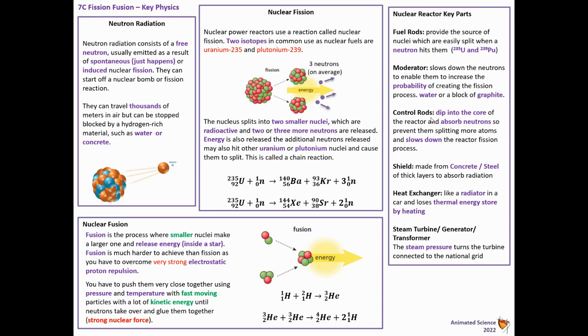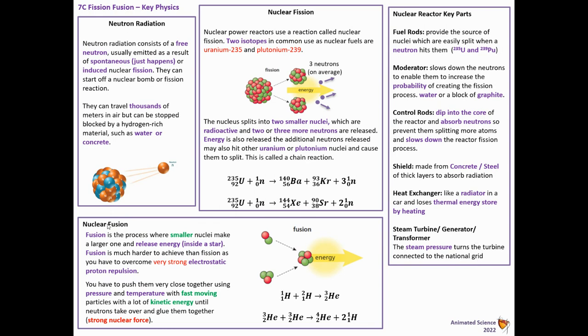You should know that. Control rods dip into the core of the reactor. They absorb neutrons, so prevent them splitting more atoms and slow down the process. Often they're made of boron. There's a shield made of concrete or steel with thick layers to absorb the radiation. There is a heat exchanger in there, which is like a radiator. We pump around hot coolant and it loses its thermal energy store by heating another pipe, which then takes the energy away to a steam turbine or generator and a transformer, and the steam pressure turns the turbine, which connects to the grid, which produces electrical energy.